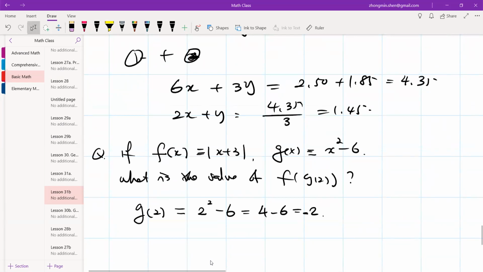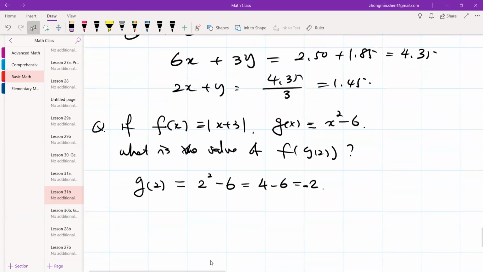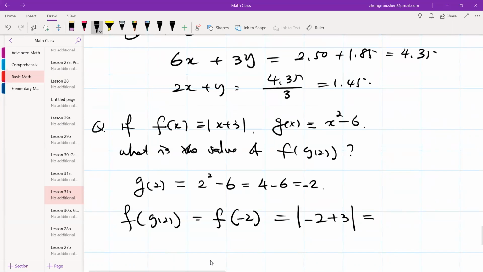Okay. So g of 2 is a number. So f of g of 2 is f of negative 2. So the question is, what is the value of f of negative 2? Well, just plug negative 2 for x into the above formula. So you get the absolute value of negative 2 plus 3, and that is going to be 1. Okay. So the answer is 1.